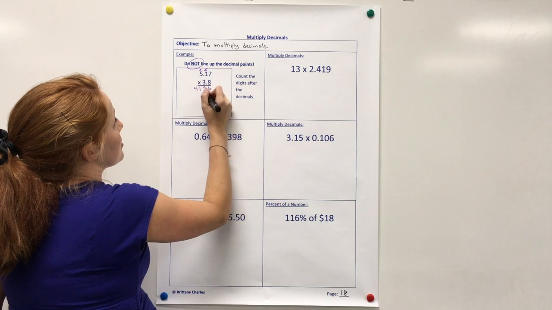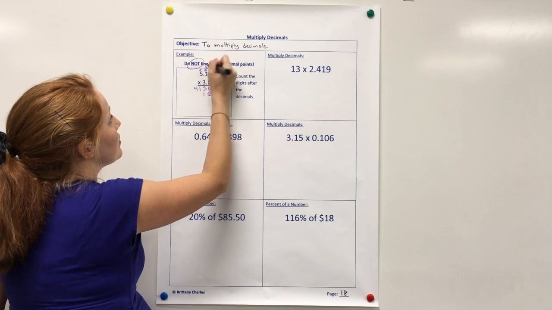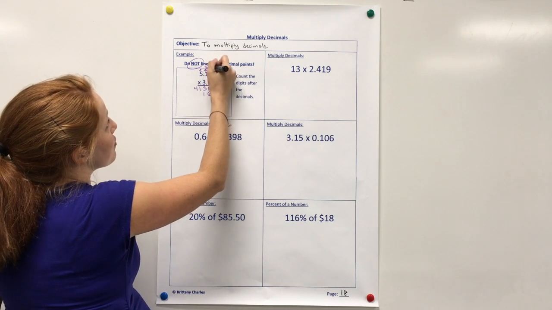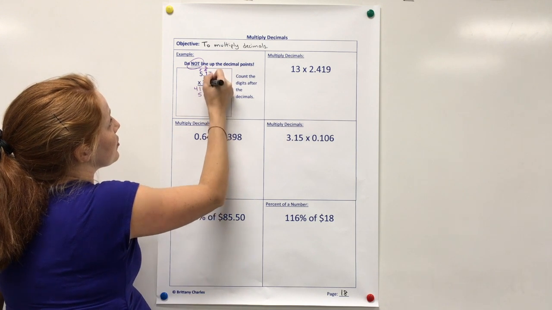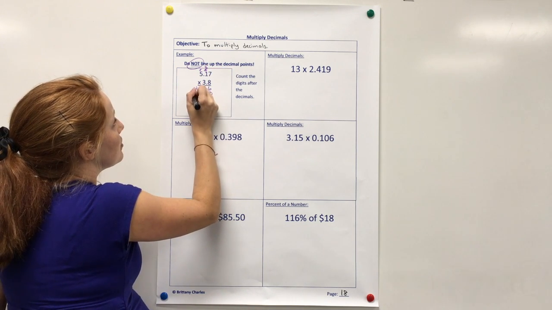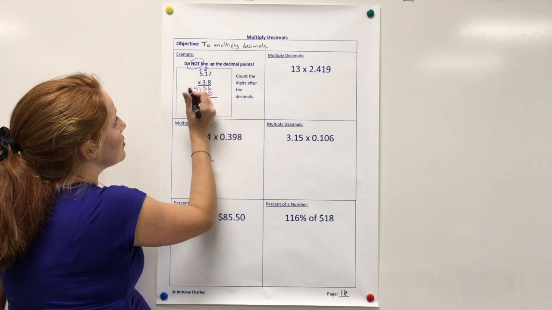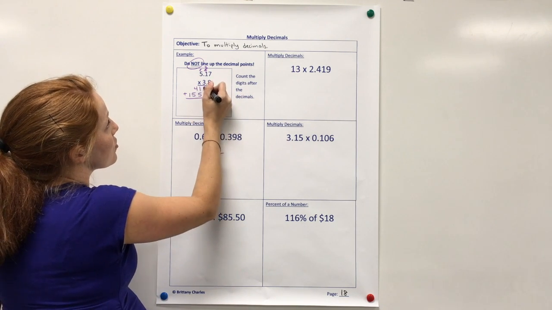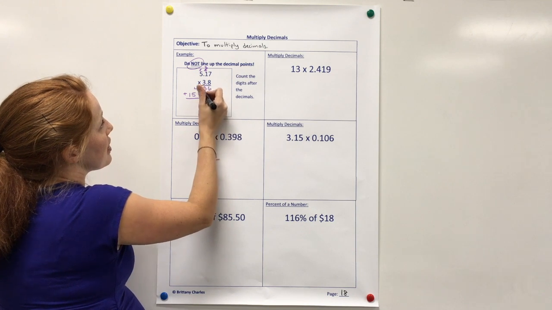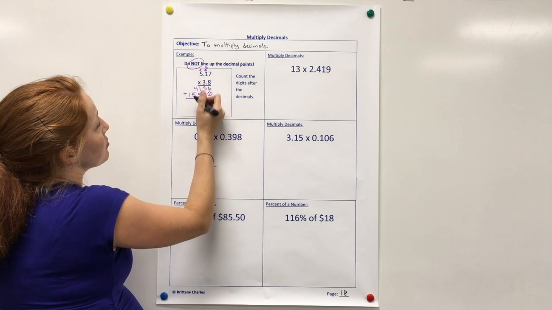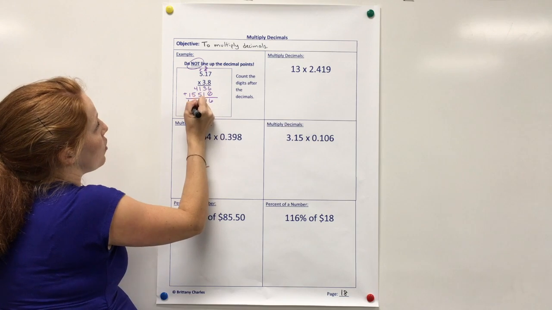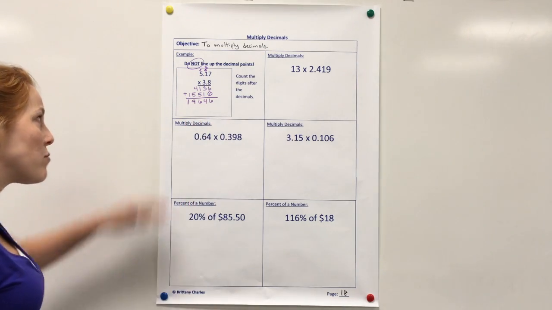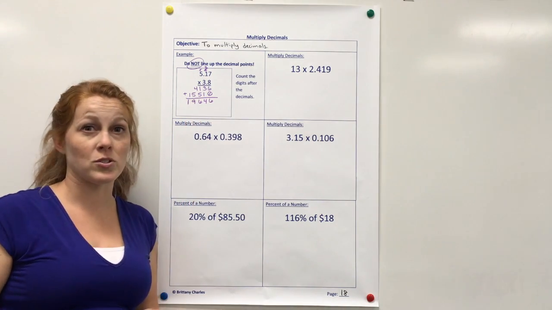3 times 7 is 21. 3 times 1 is 3, 4, 5. 3 times 5 is 15. Now I add: that's 6, 3, 4, 5, 6, 5 plus 4 is 9, and 1. Okay, so now I have multiplied these as if they were whole numbers.